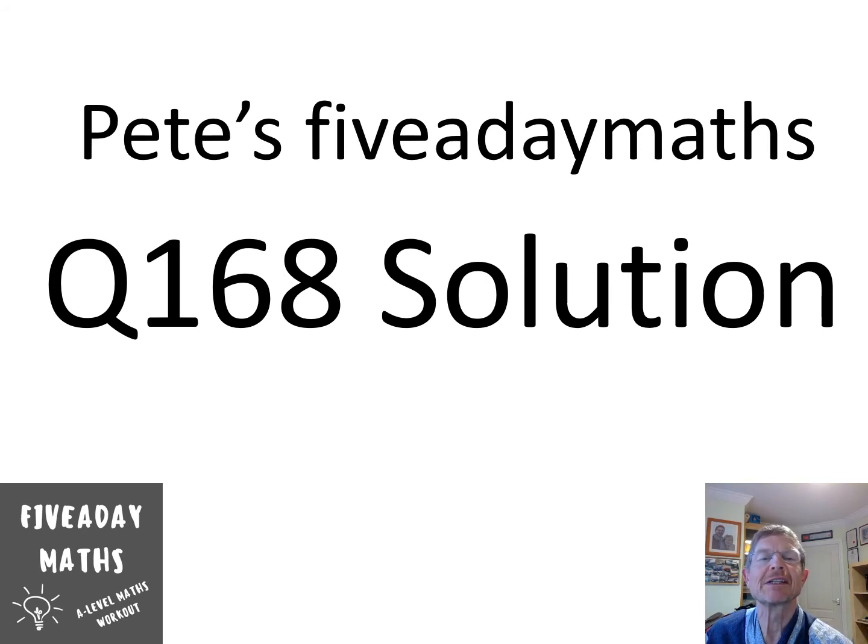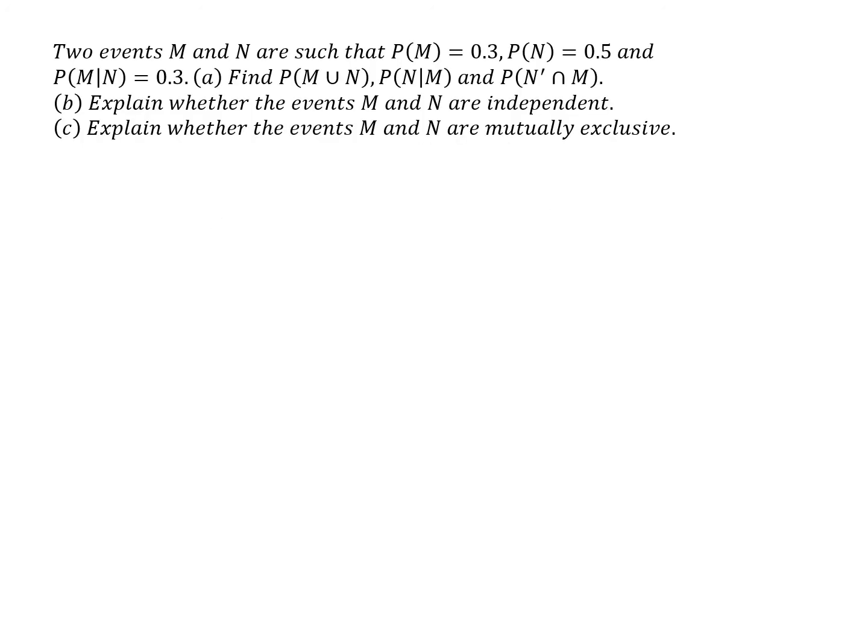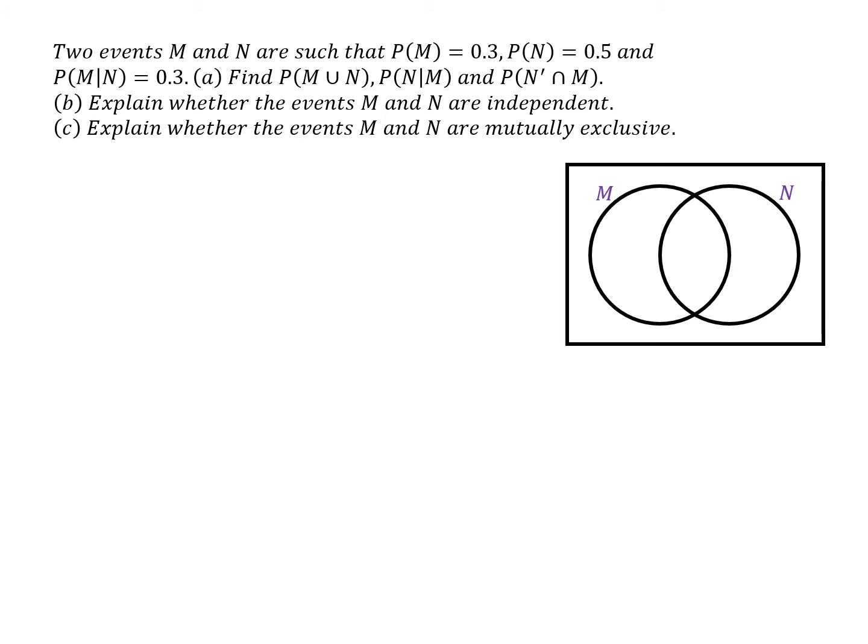So here we are, another question on probability, and we'll probably use a Venn diagram for this one. Here we've got two events, N and M, and we've got some probability information there. So I think a Venn diagram is in order. So there's our Venn diagram. Now we can't actually complete any of the Venn diagram without doing a calculation.